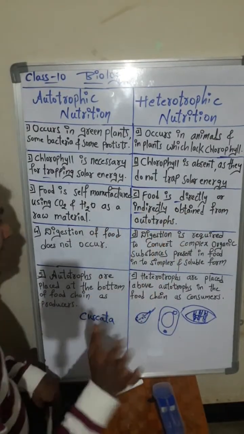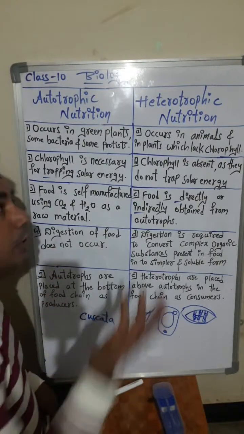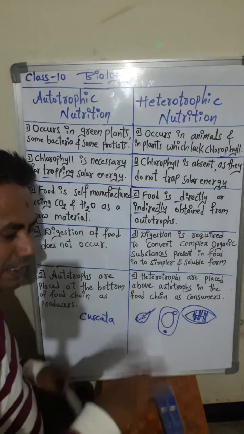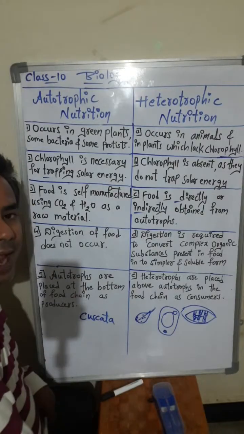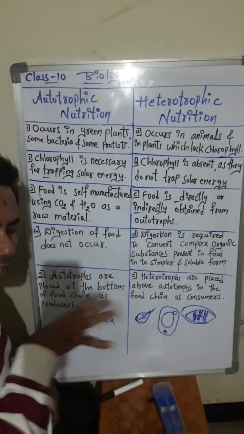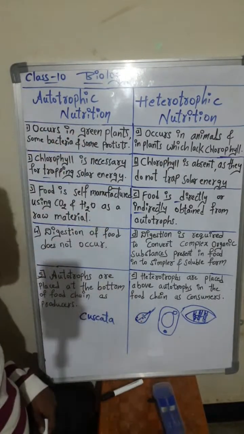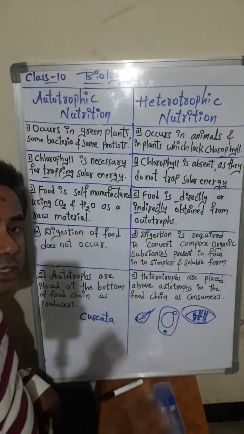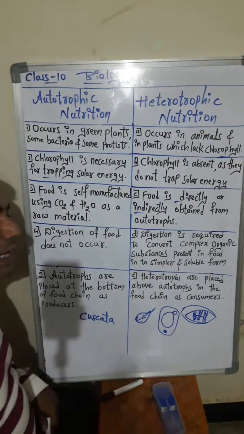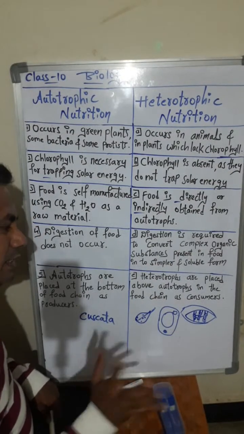Next, digestion of the food does not occur because food is already prepared and that is used in the plants. So they will not eat the food and they will not digest, they will prepare the food, the autotrophs. So here digestion must be required to convert complex organic substances present in the food into simpler and soluble form.